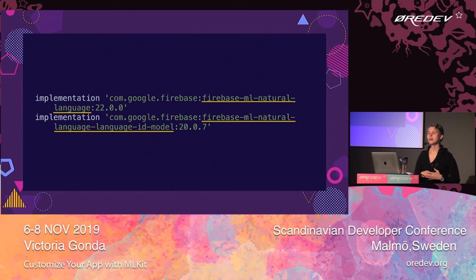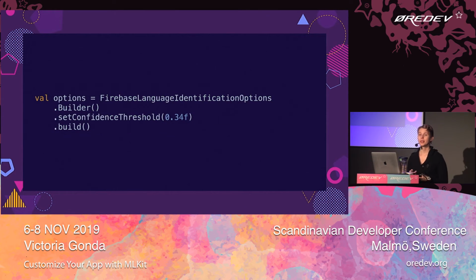As with all of these, you have to include the ML Kit dependencies. For the specific API, we have the natural language dependency as well as the language ID model. We have an options builder again. You can see the pattern emerging. This one is for language identification, and really the only thing you need to set on it is the confidence threshold if you want to change that. For this, the default is 0.5, so if you're okay with 0.5, then you don't have to worry about the options.